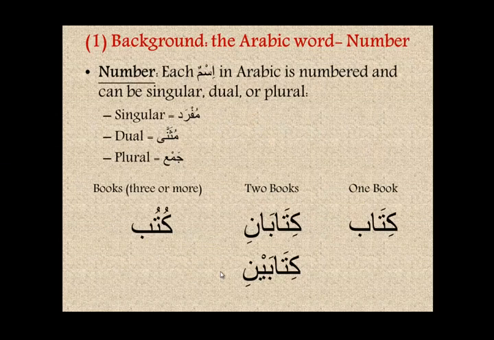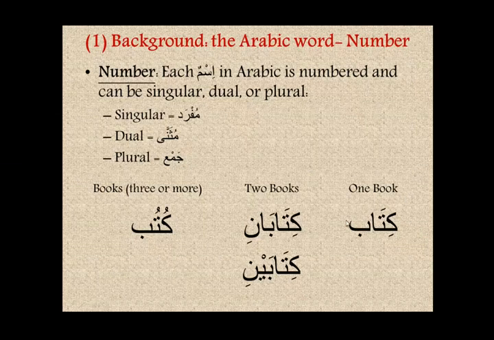Next, we're going to take a look at number. Each ism in Arabic is numbered and can be singular, dual, or plural. Singular, or mufrad, refers to one copy, one instance, one version of something. The dual is two of something, and the plural, of course, is three or more.